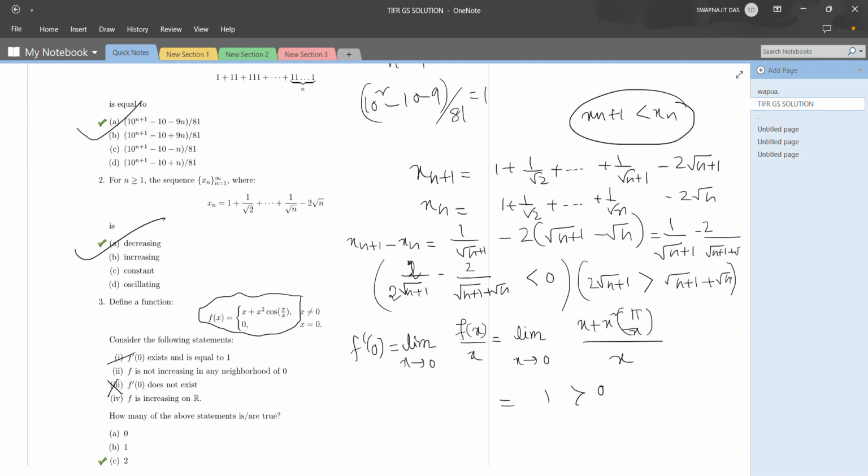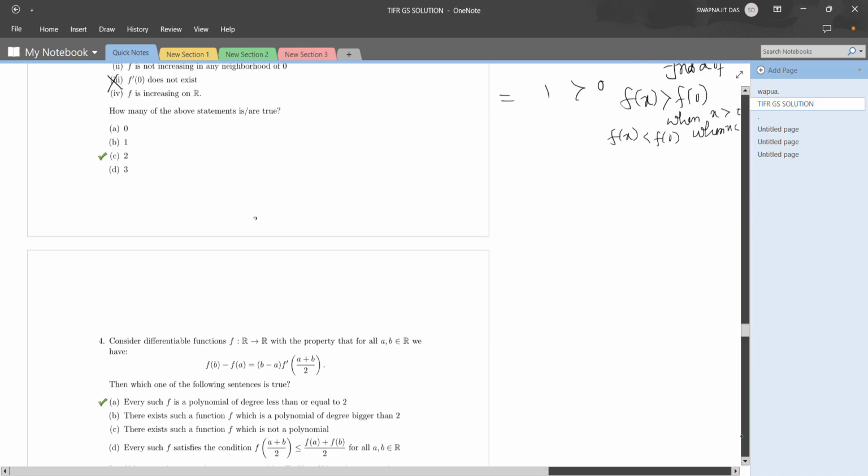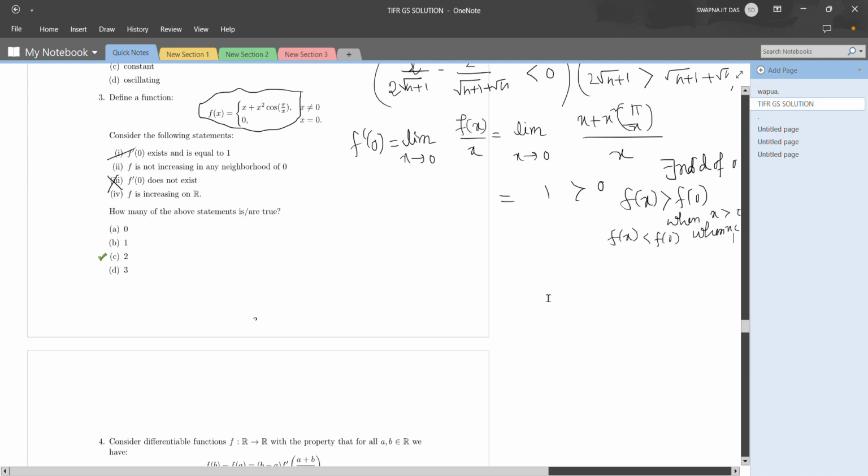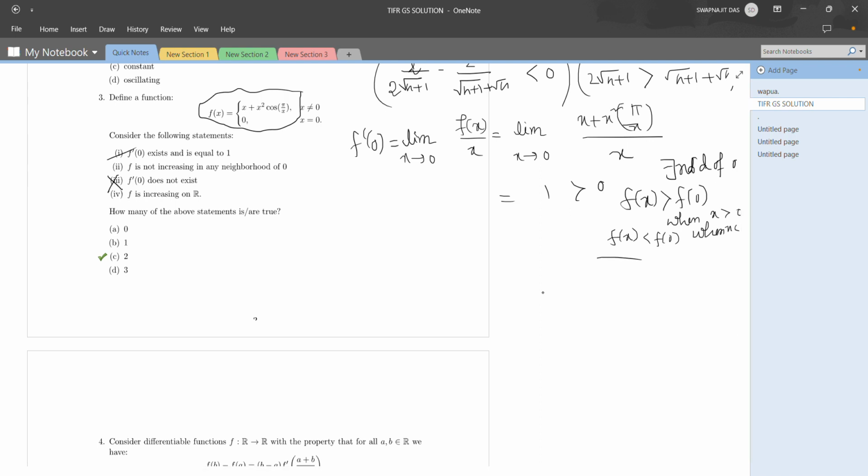Okay, see, f dash 0 greater than or equal to 1, which is greater than 0, this will imply that there exists a neighborhood of 0 such that f(x) is greater than f(0) when x greater than 0, and f(x) is less than f(0) when x less than 0 on some neighborhood. Okay, on some neighborhood this is true, but it doesn't imply that whenever x greater than y, f(x) greater than f(y).